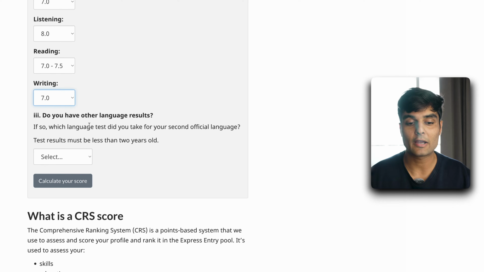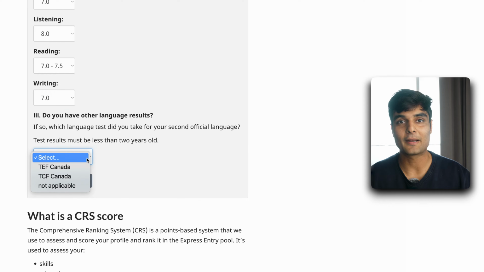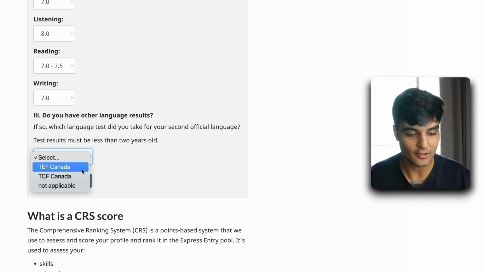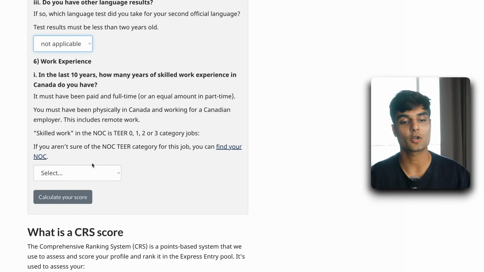And then, do you have any other language results? In a better world, when you have cleared your TEF Canada, you'll be putting TEF Canada, but right now we are just putting not applicable.